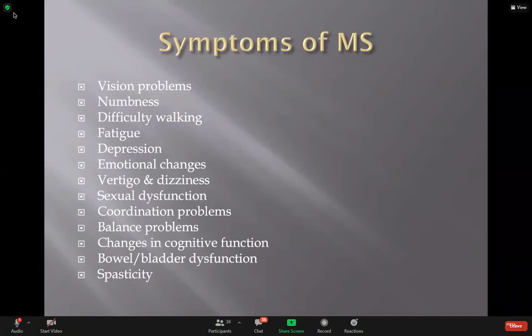So, symptoms, anything's possible. Anything in the nervous system could be caused by MS. So there's no one thing that I can say will be MS, but there are some common things. Vision problems are common. Numbness is common. Motor weakness, sexual dysfunction, all of these are common. Changes in bladder function as well.